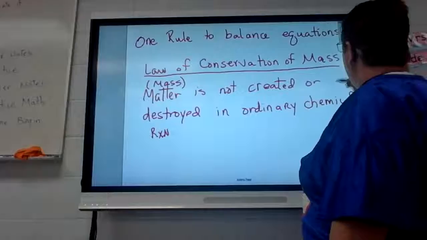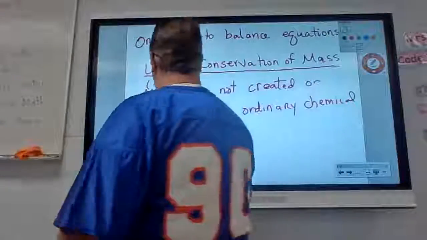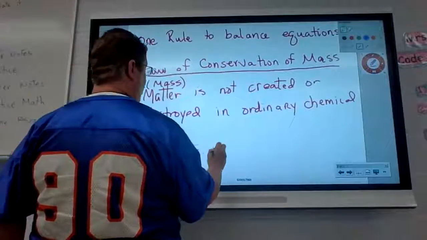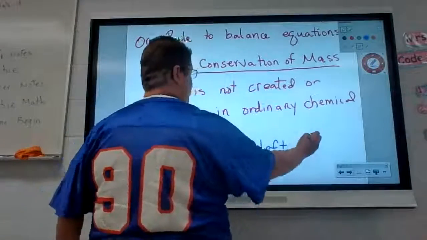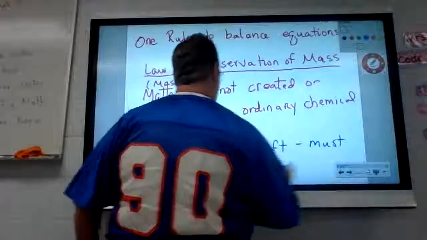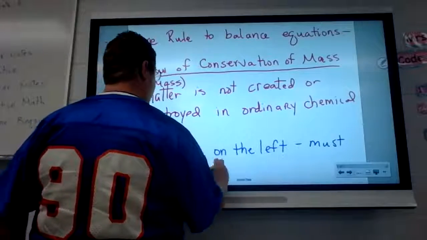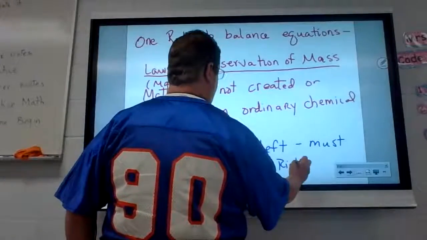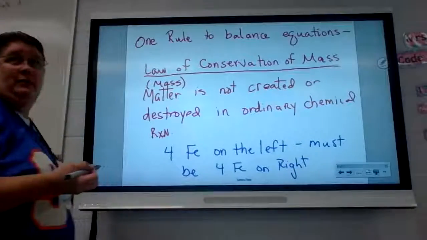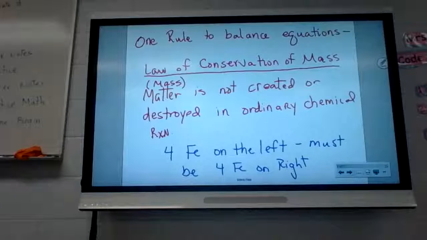All right, so to further explain that, if there are 4 Fe's on the left, there must be 4 Fe's on the right. So that's going to be our challenge of balancing. How do we get that to work? If there's 4 on one side, how do we get 4 on the other side? Okay, that's where we're going.